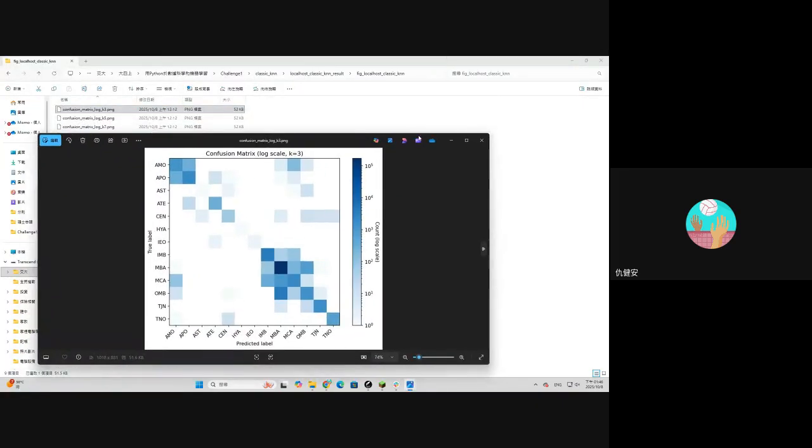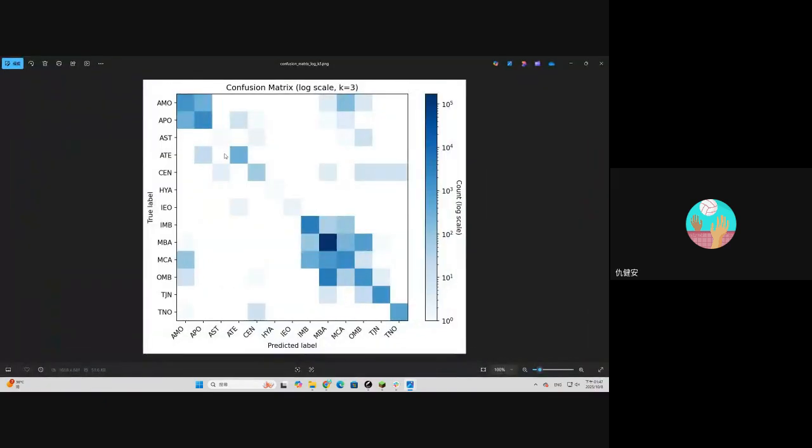Here's K equals 3. We can see the line here, which means the correct predictions, and some of the error predictions here. We can also see the largest group in the dataset is this MBA, just like the previous group found in their dataset. I don't know if we are using the same dataset, but basically it might be very close since it's all from NASA.